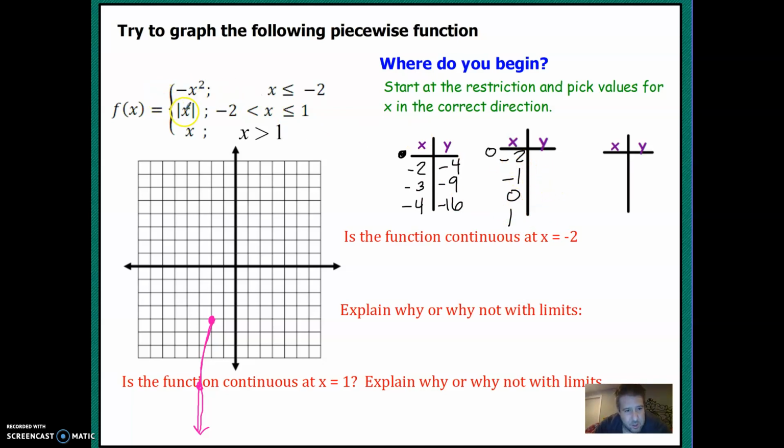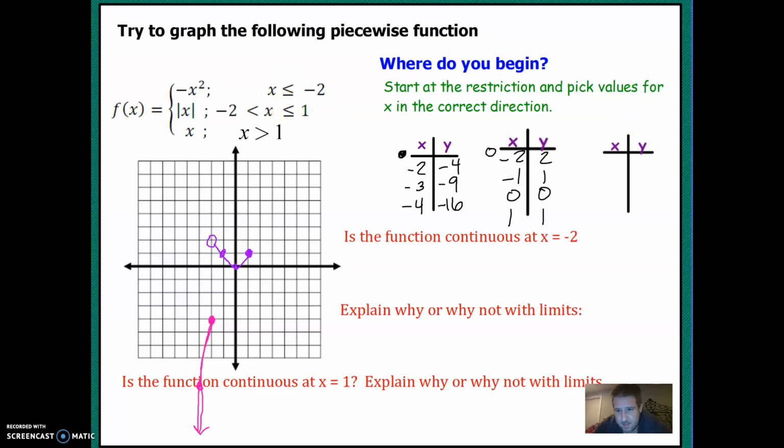So if I put -2 in there, absolute value of that would be 2. The absolute value of -1 is 1. The absolute value of 0 is 0. The absolute value of 1 is 1. If I plot those points, I'm going to use a different color this time. -2, 2, open circle. -1, 1, 0, 0, and 1, 1. So there's your pieces, and then it's closed on the other side.